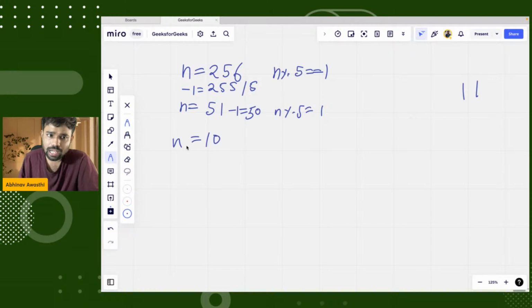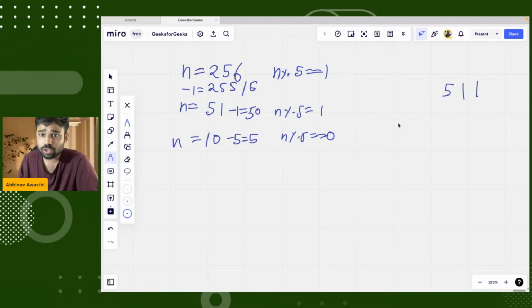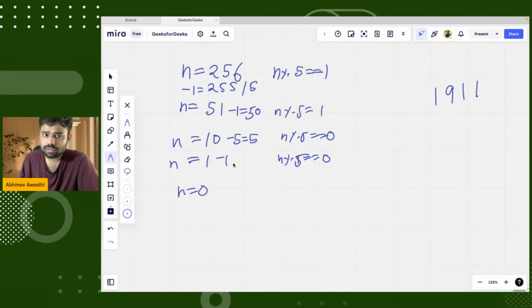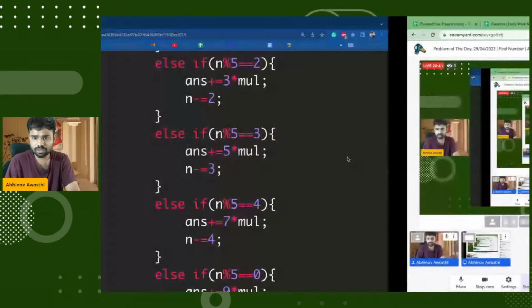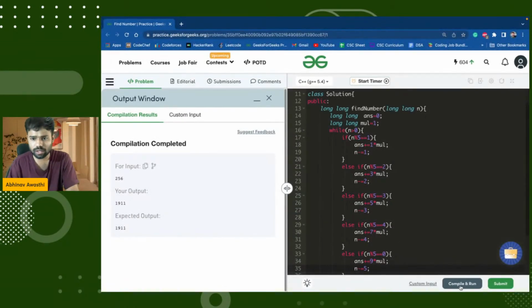Now it is 10. Now n modulus 5 is 0. So when it is 0, we take 5, and then 5 is subtracted. Then it is again divided. Oh, sorry, we take 9. When it is 0, we take 9. Again divide by 5. Now n is 1. N is 1 means again add 1. And now n will become 0. So this will be your final number, which is 1911. Okay, so you can see this is how our code is running.